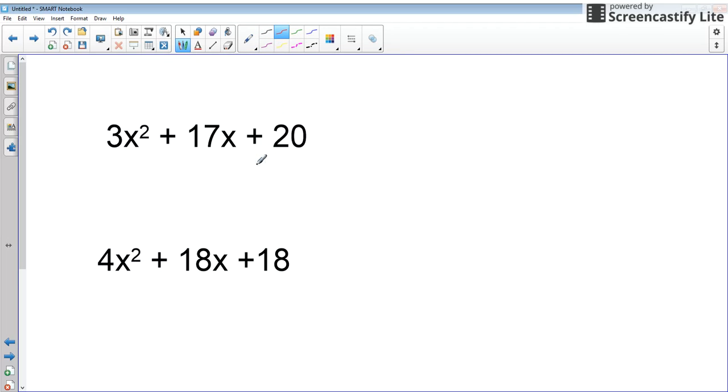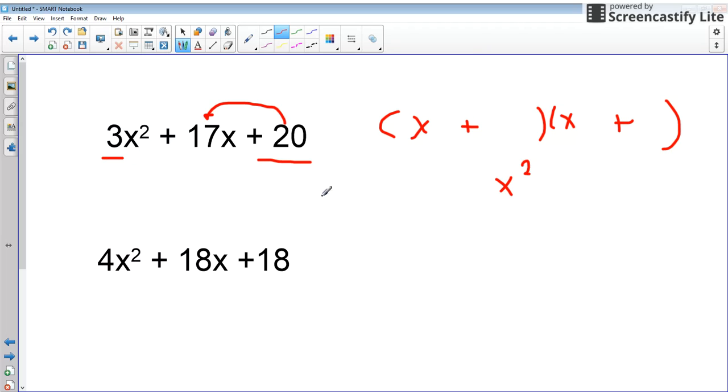We're going to start with our last term here, factors of 20. And these factors of 20 should somehow add to give me 17. Because I have two positive signs, you should know I'll have x plus... and I've already made a mistake. When you start this problem, we're used to doing x times x to get x squared, but now I have a 3x squared. So where does the 3 come from?